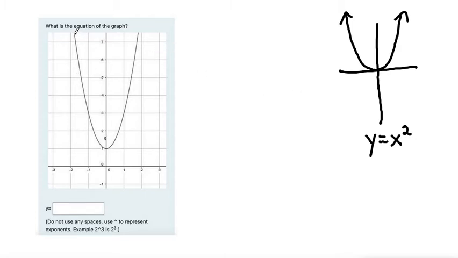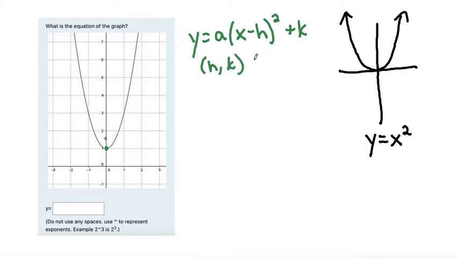Okay, so from here, once we know that our base graph is y is equal to x squared, we can use the formula. I like to use the vertex form when it's easy to see the vertex. The vertex is where the graph changes from decreasing to increasing. So in this case, right here is the vertex. And vertex form is y is equal to a times x minus h squared plus k, where h comma k is the vertex of this graph.